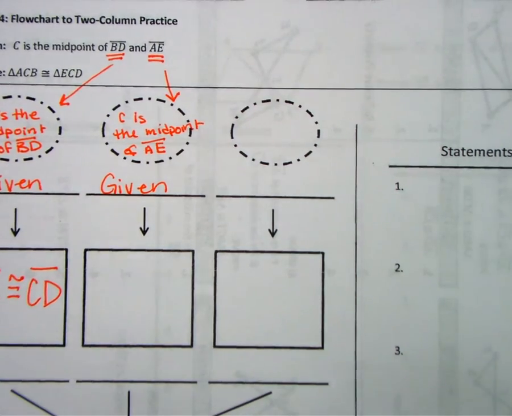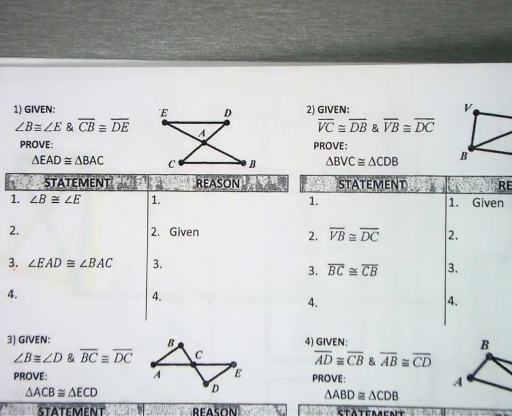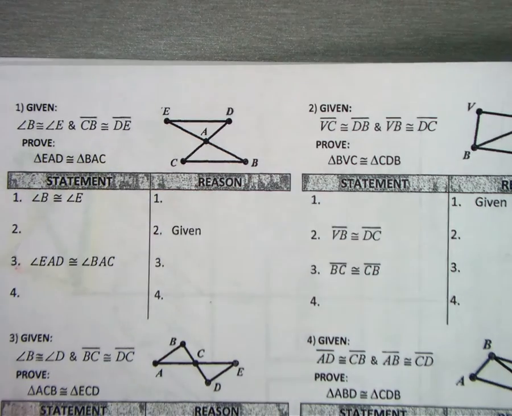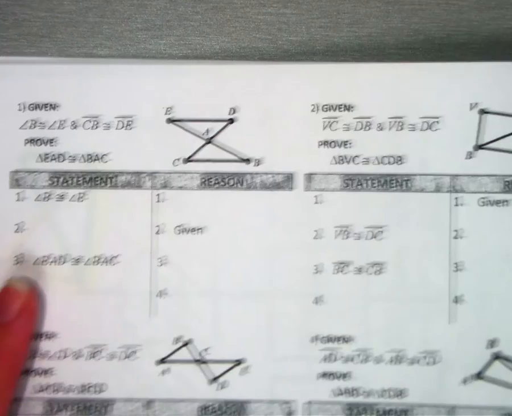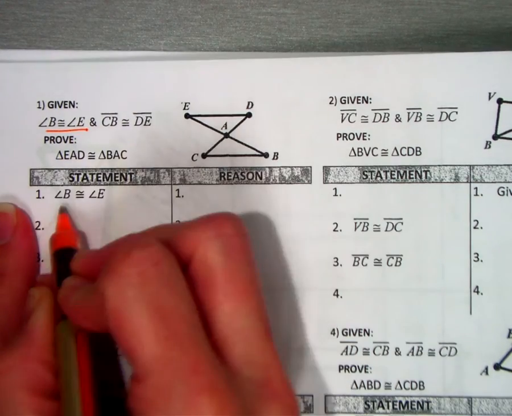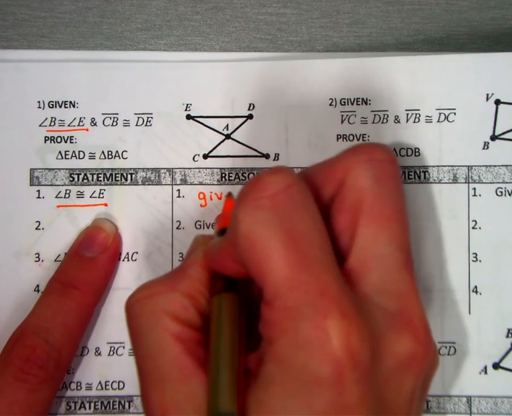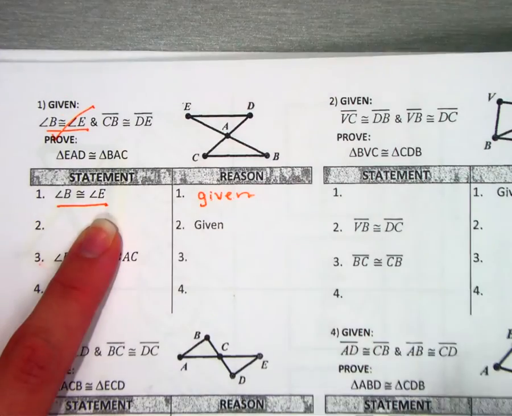Okay, going on to the back side. So today the back side is the homework. Okay, and these are kind of already done for you for the most part, but they are fill in the blank. Okay, so the first thing you always do is you always write in the givens. So the first statement is already written in for you, and the reason is given. Okay, so I have dealt with that statement.